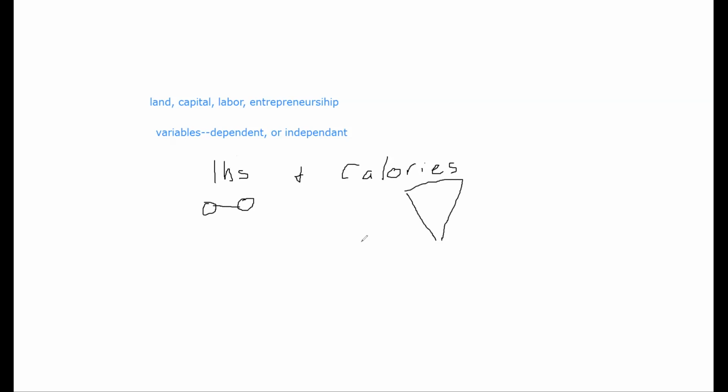So we would expect that if the consumption of calories increases, that means that the number of pounds that we have is going to go up. Now look, these two variables, though one is independent and the other is dependent, they move in the same direction. And when those variables move in the same direction, we refer to that as a direct relationship.